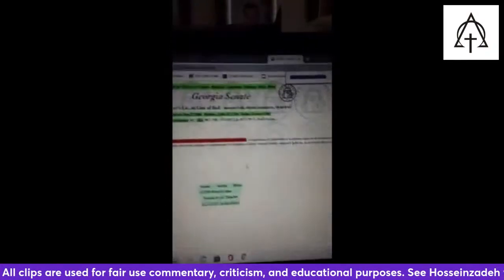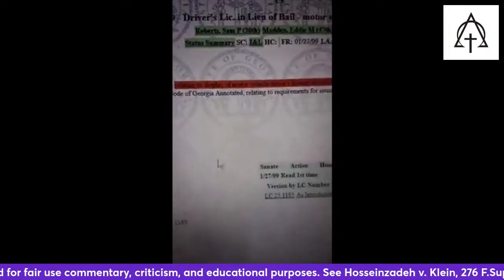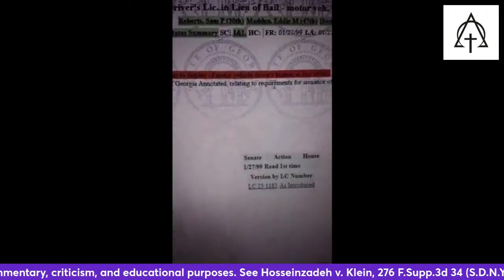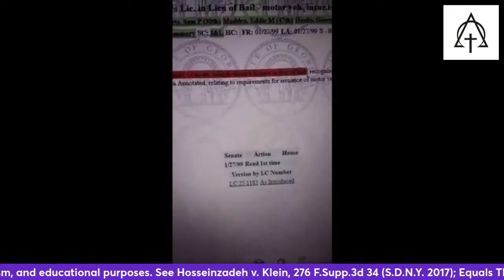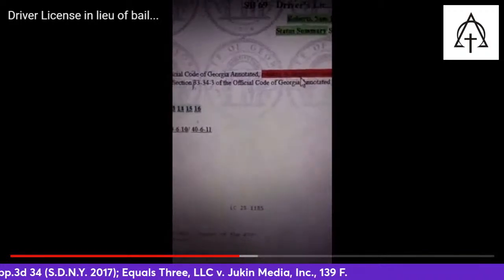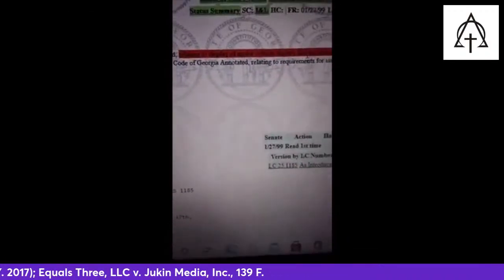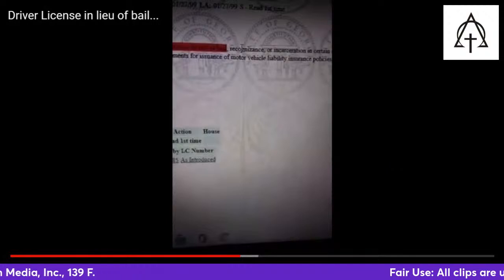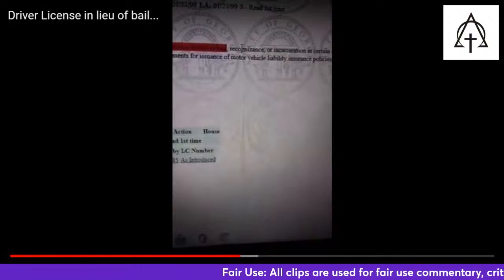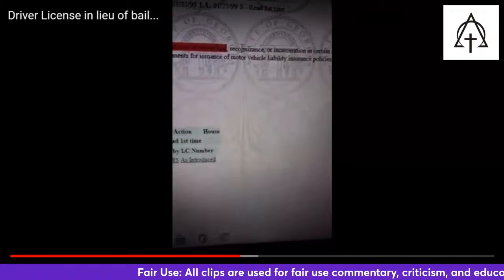This is Georgia State, and this is the only place it mentions it, but it does say relating to display of motor vehicle driver's license in lieu of bail. This is the amendment, and it says a bill to amend Code Section 17-6-11 of the Official Code of Georgia Annotated relating to display of motor vehicle driver's license in lieu of bail. Display. See, now it's display and not deposit. So you don't even have to give it to them.